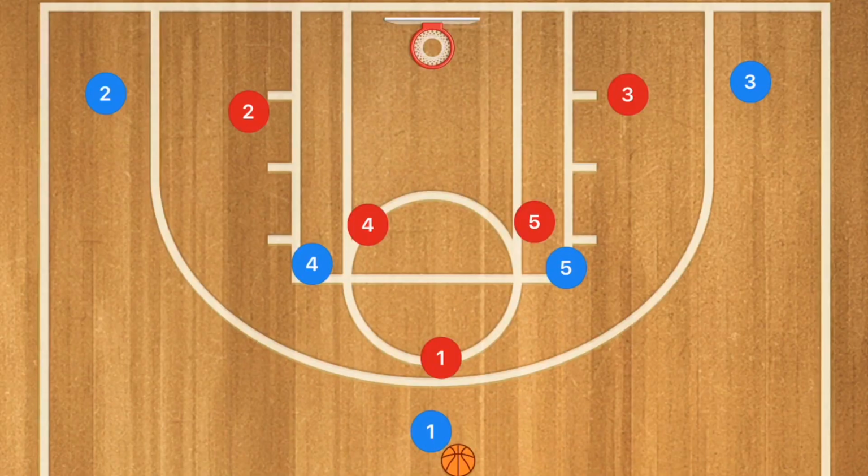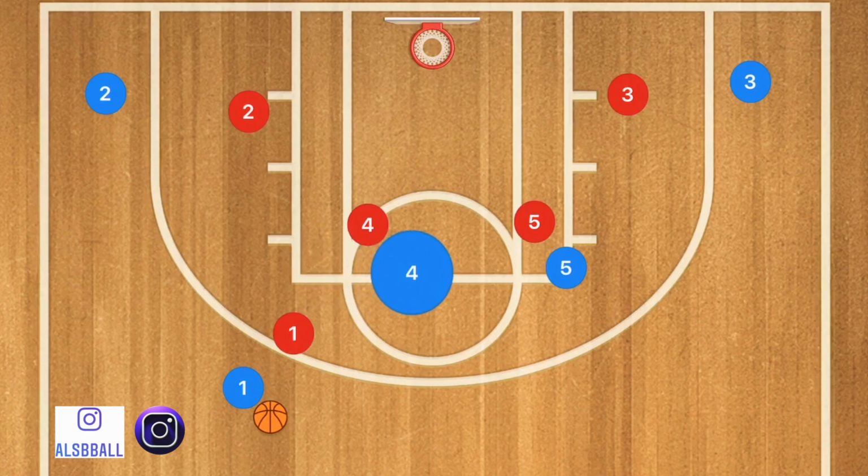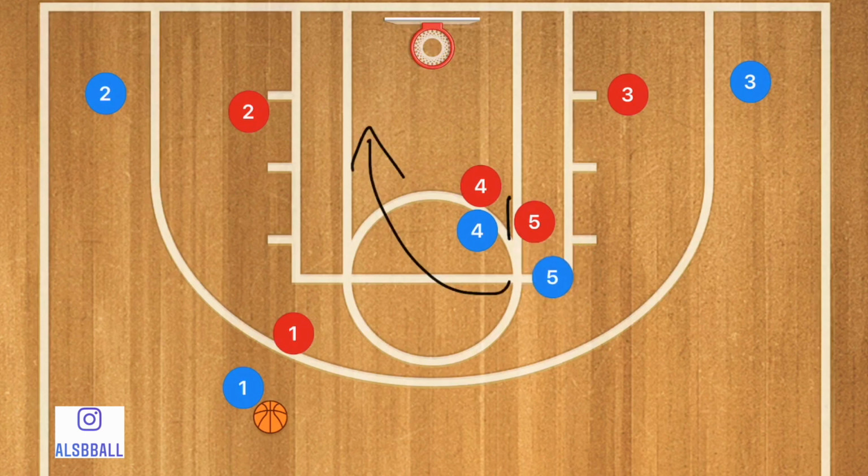Okay, so in this first basketball play, we're going to have player 1. He's going to dribble over towards that left side. Obviously, his defender is going to be following him, and at the same time, player 4 is going to be setting a screen on player 5. Player 5 is going to then use that screen and cut towards the rim. Now, if he's open, he's got himself a layup.